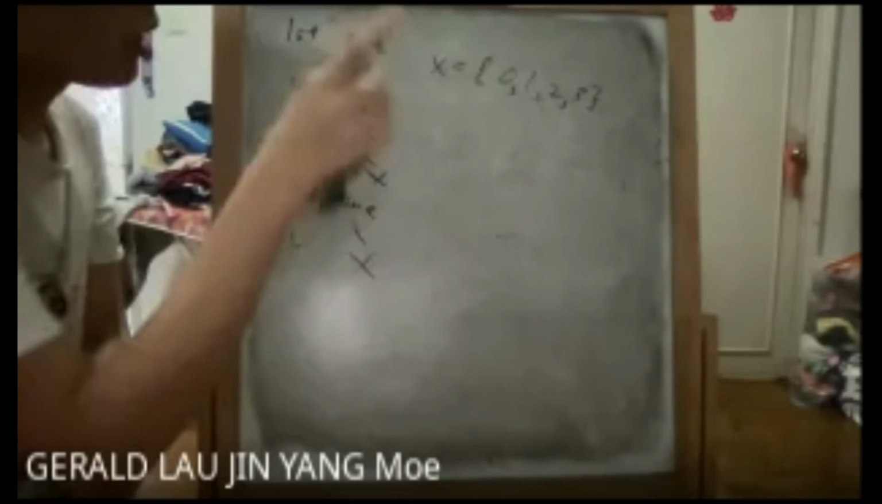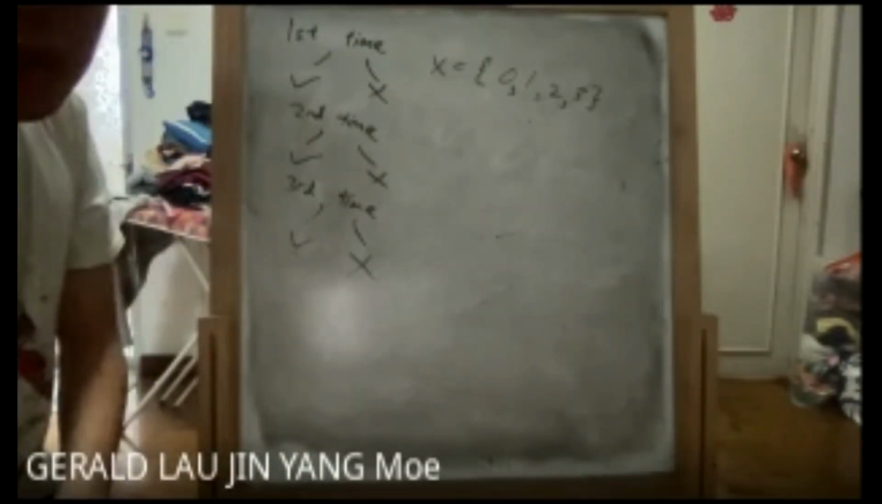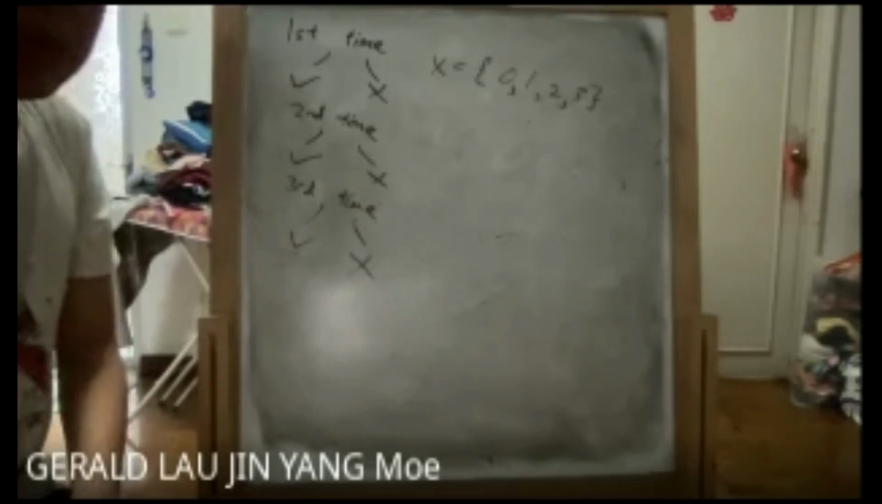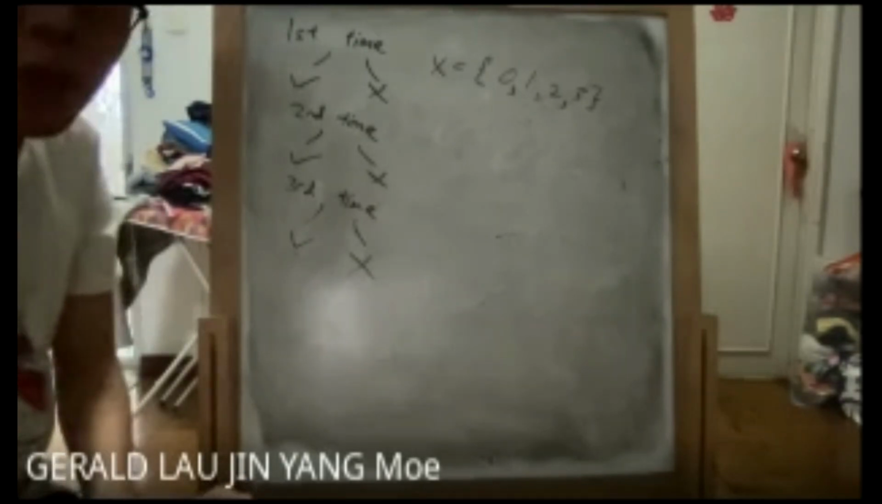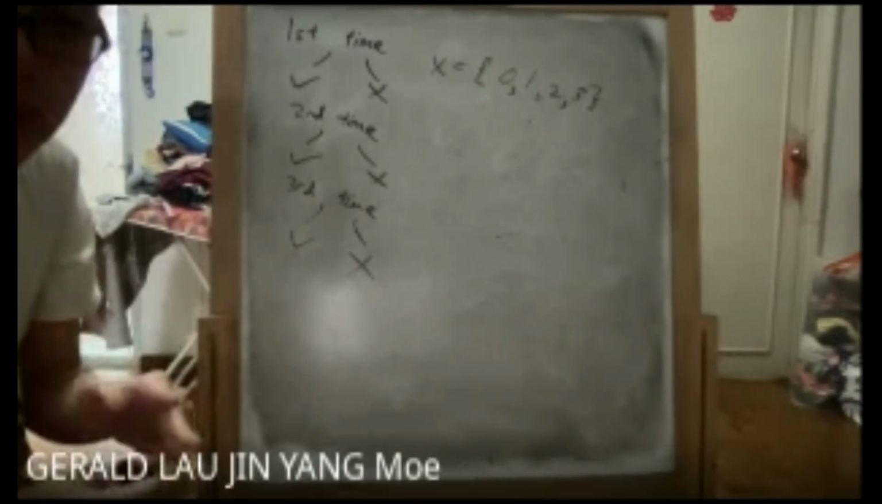Maybe 1 time you get the 4, maybe 2 times you get the 4, or very lucky, maybe 3 times you get the 4. Can you understand? So this is called a discrete random variable because it's either 0 time, 1 time, 2 time, 3 time.